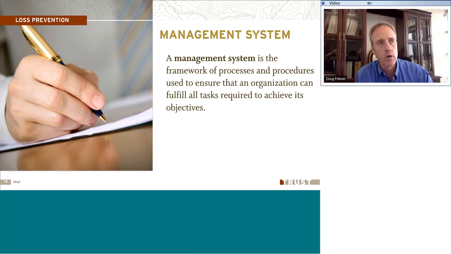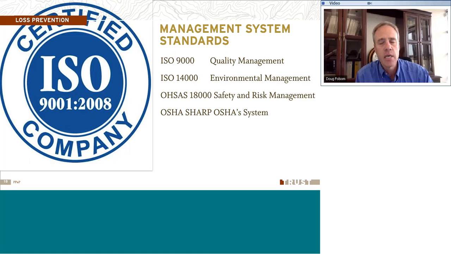Something that we can implement to make sure that we are following our policy and working towards our mission or our objective is a management system. Having a management system in place provides a framework for these processes, for these procedures, to make sure that our organization is following the policy and working towards our ultimate purpose and mission that we have in place.